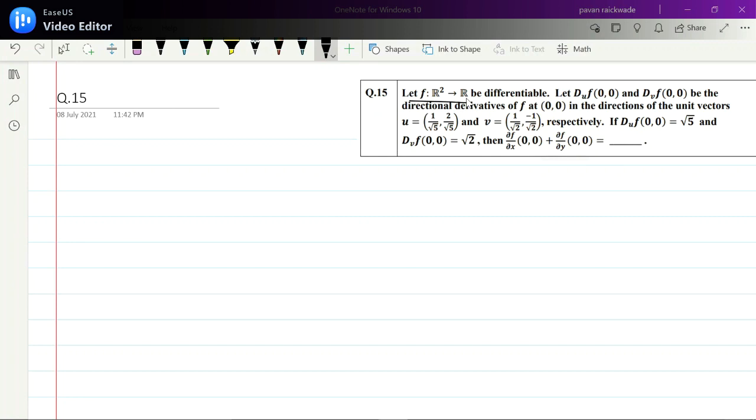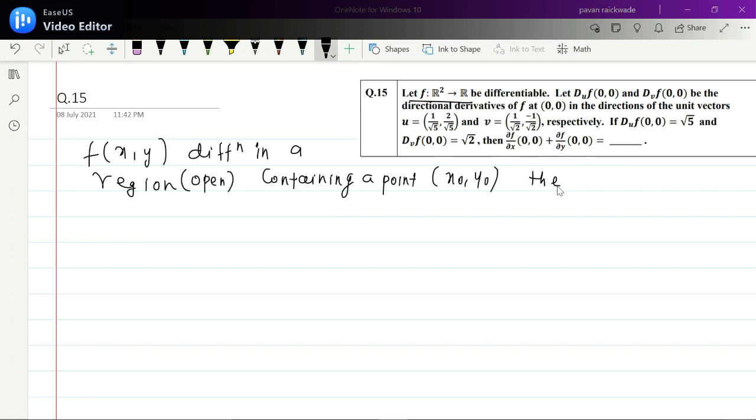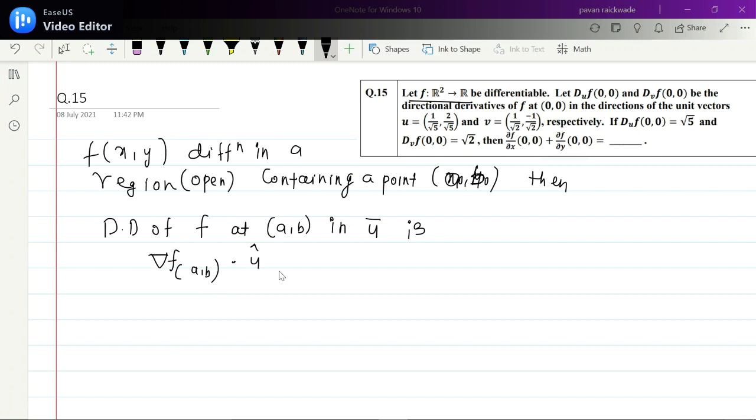So we need a formula. Closely look at this formula. This is very important. The directional derivative of function f at a point, suppose (a, b), here I write a b for simplicity, in the direction of u bar is given simply by the gradient of f at point (a, b) dot product u cap. What is u cap? U cap is a unit vector along the direction of u bar, which is simply u bar upon its magnitude. So we will just use this formula and we'll get to the answer.